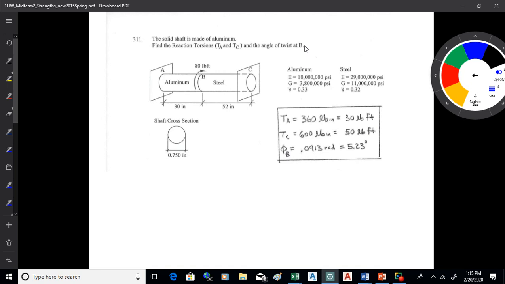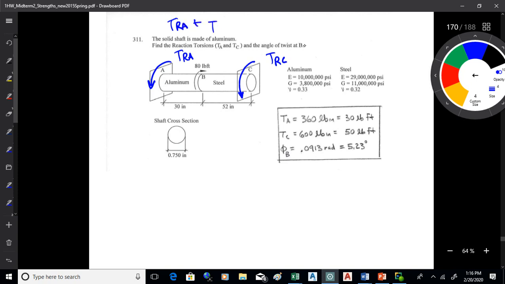Here's what I think about when I do this: if I take that position on the shaft and roll it up, there's going to be torsions coming back the other way. These are reactive torsions, so sometimes I put an R on them, TRA and TRC, like that. And the fundamental statics relationship is quite simple here. It's just that TRA plus TRC is equal to what's applied, 80 pound-feet. Now, I'd probably make that 80 pound-feet into pound-inches. That would be 960 pound-inches.